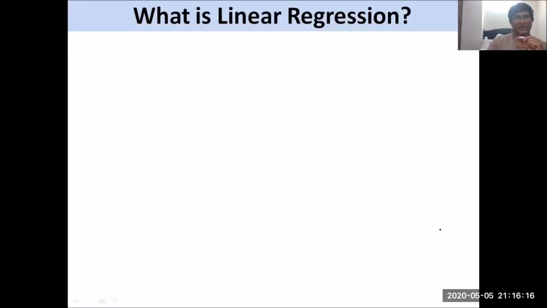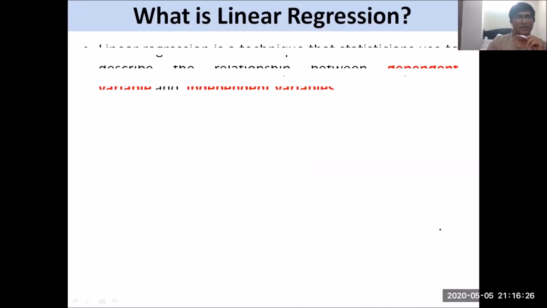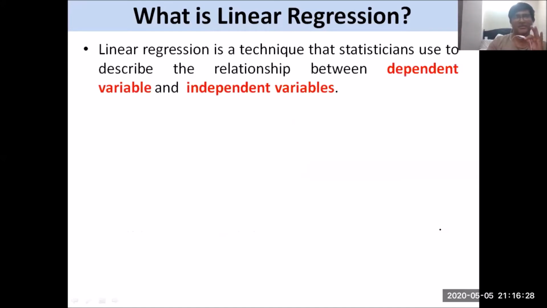So let us first try to understand what exactly linear regression is all about, and why we study linear regression, where it is used. Linear regression is basically a statistical technique which tries to establish the relationship between the dependent and independent variables. For example, I can have two variables, suppose height and weight of a person.